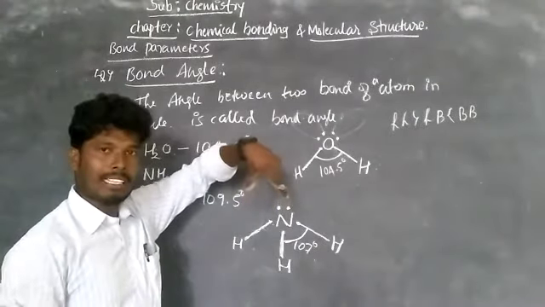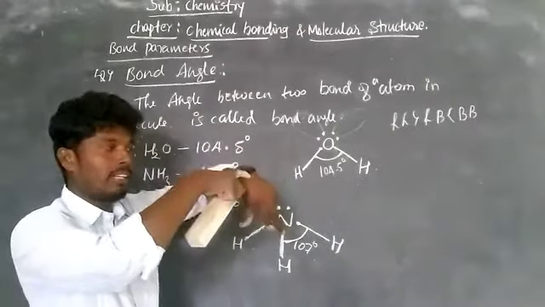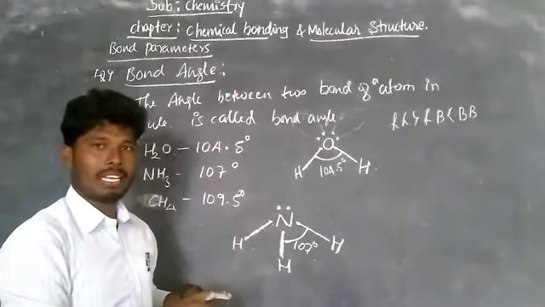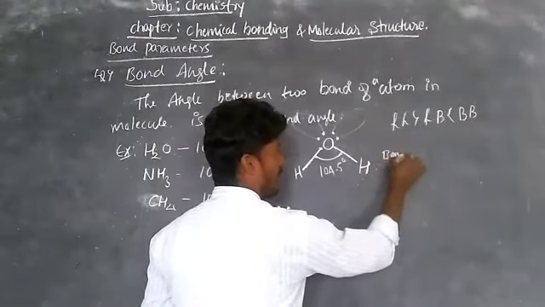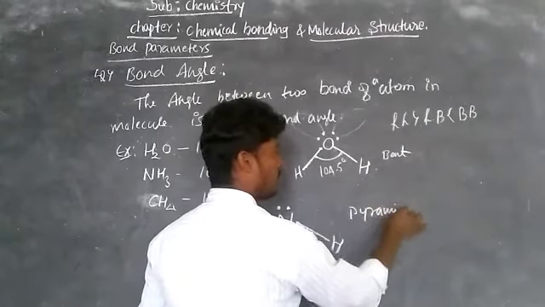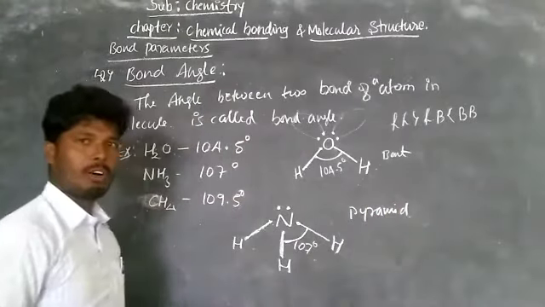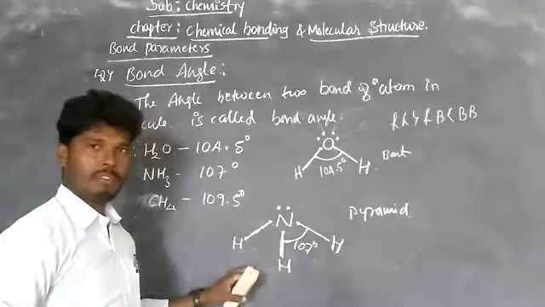From this hydrogen to this hydrogen, it is like a pyramid. There are 3 hydrogens, and here there is nitrogen with 2 lone pair electrons. This is like a pyramid. Water is bent shape, also called V shape. Ammonia looks like a pyramid, so we call it pyramidal geometry or shape. So the pyramidal shape of ammonia.